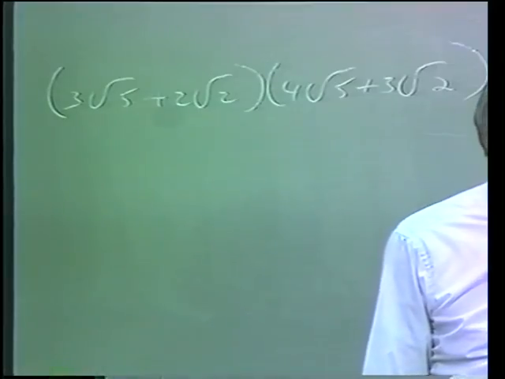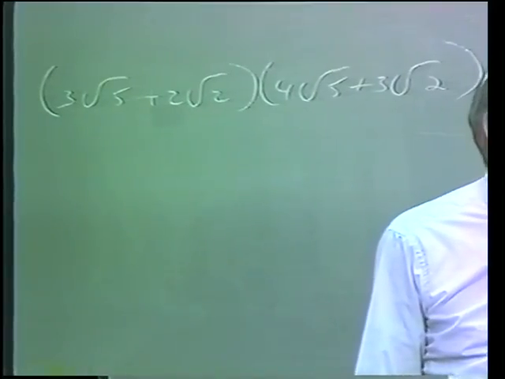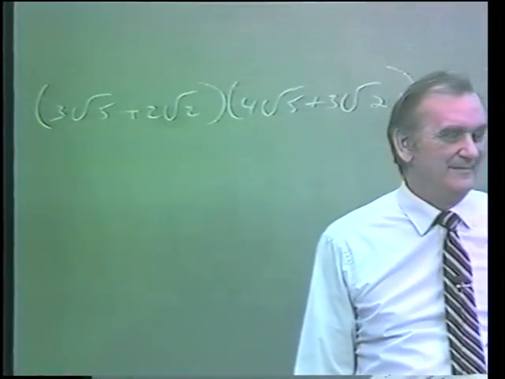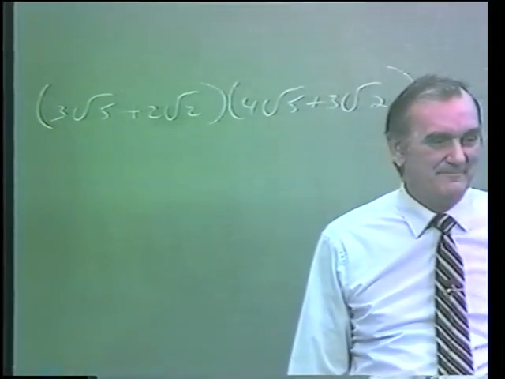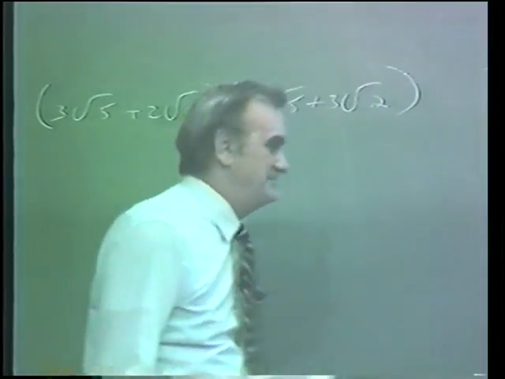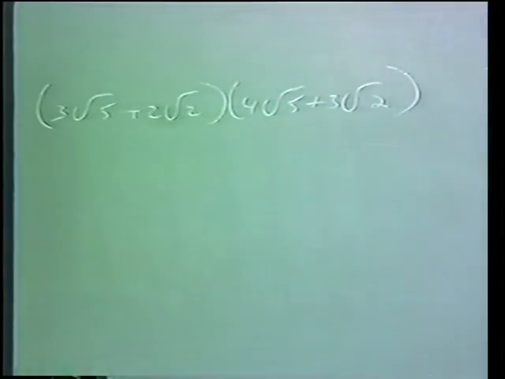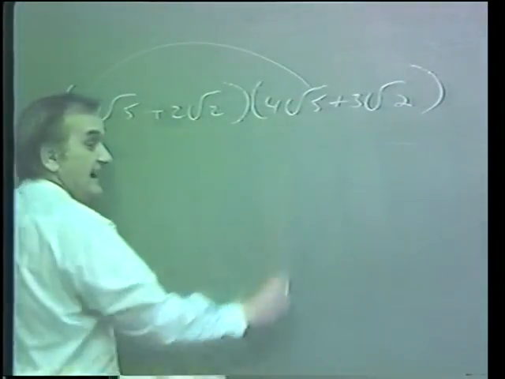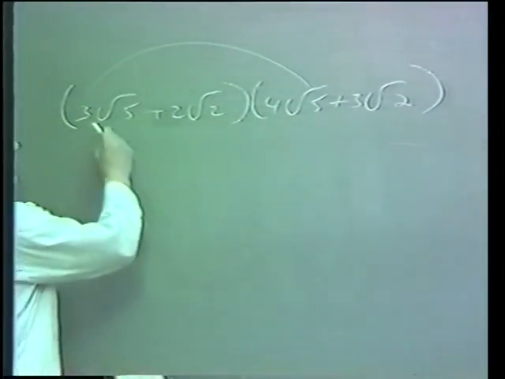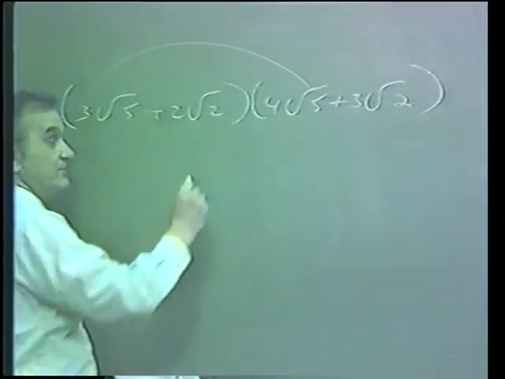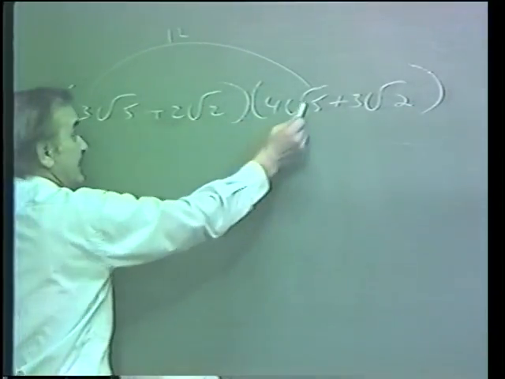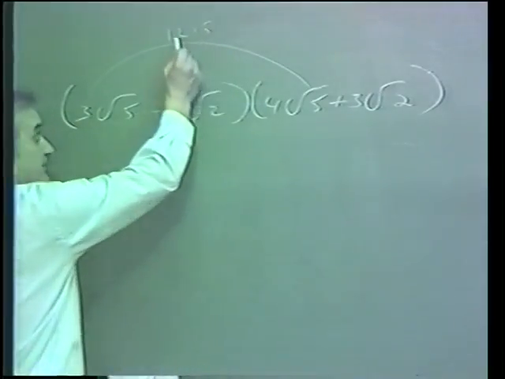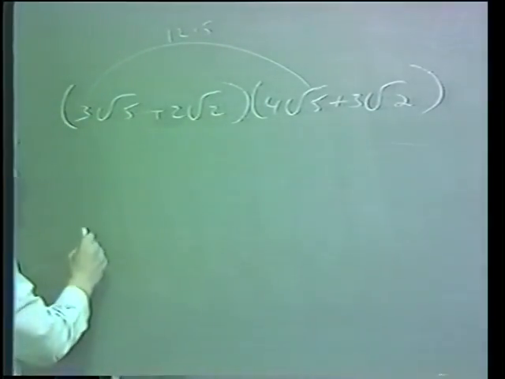Kathy, what do you have? 72 times square root of 10. Nope, it's not that. No, you're right. Well, let's take a look at this problem. It's FOIL. FOIL says first times the first. Well, 3 times 4 is 12. The square root of 5 times the square root of 5 is 5. So for the first term, we have 12 times 5, which is 60.